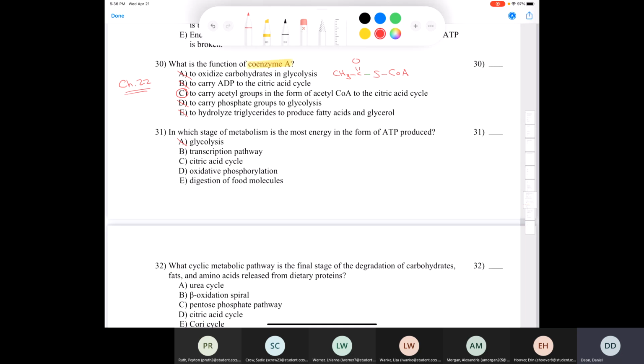Then we have the transcription pathway. No. Citric acid cycle. No. The stage of metabolism where most of the ATP is produced is from oxidative phosphorylation. You might be wondering, why isn't it the citric acid cycle? Well, in the citric acid cycle, you form intermediates like NADH and FADH2, but they go through oxidative phosphorylation in order to produce ATP. And so the answer is D. It's not the digestion of food molecules either.